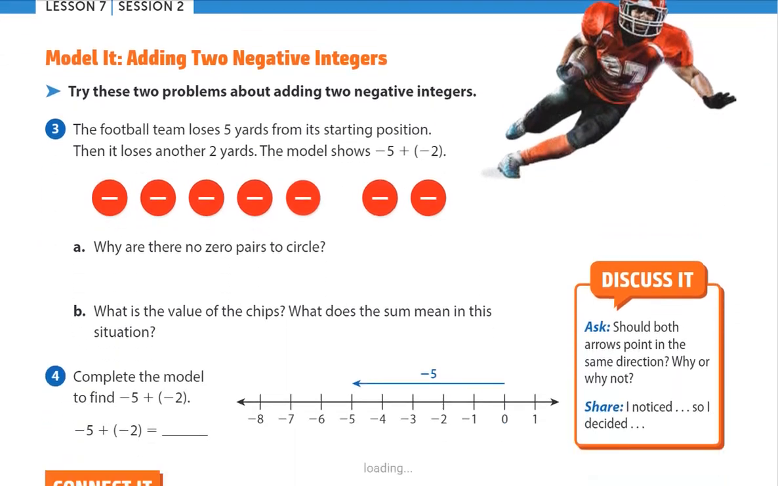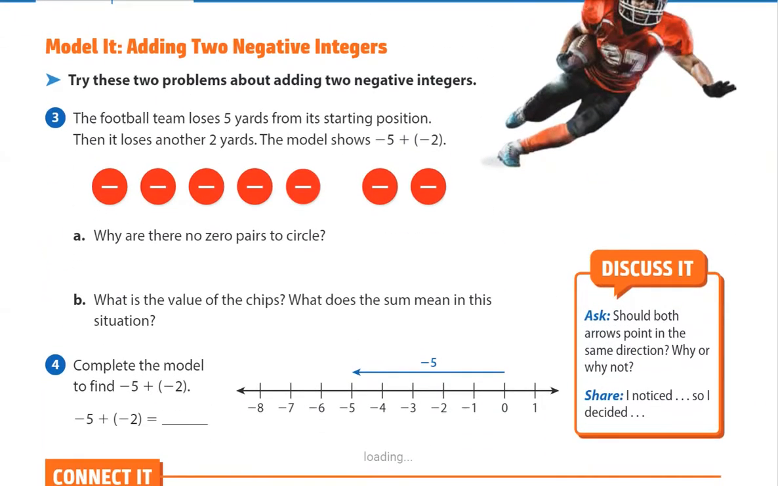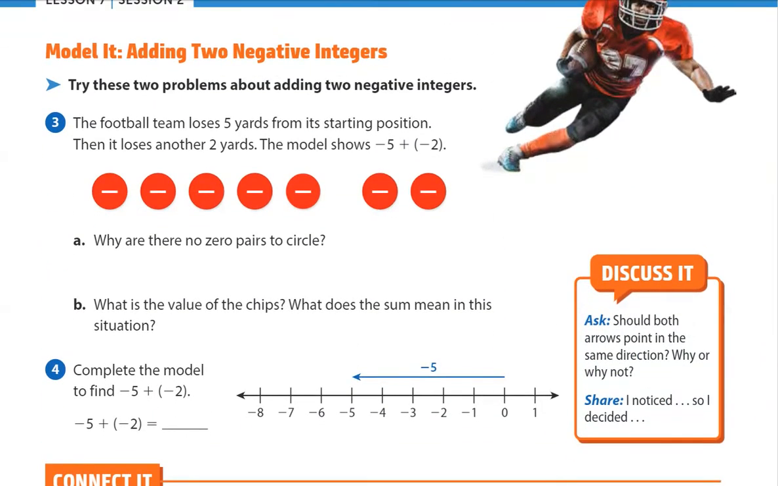Alright. Here's some more to try. The football team loses 5 yards from its starting position, then loses another 2 yards. So this is adding two negative numbers this time. This model shows 5 negatives and 2 negatives. Why aren't there any 0 pairs? Why are there no 0 pairs that you can circle here? What's missing?